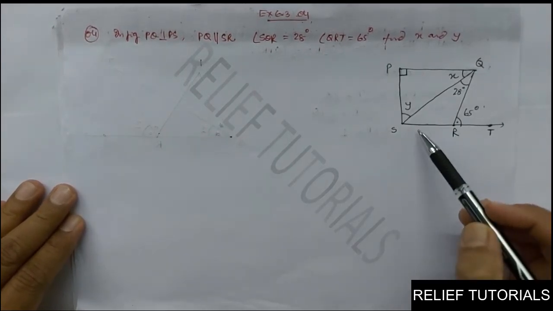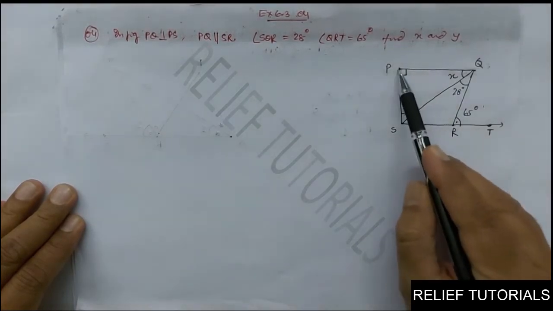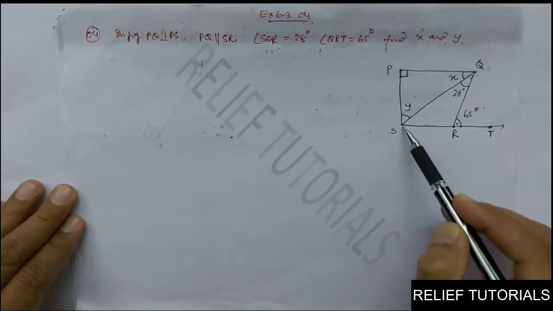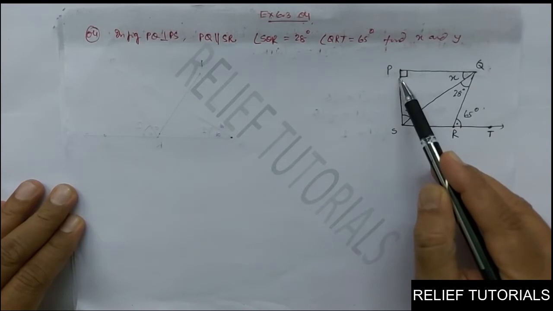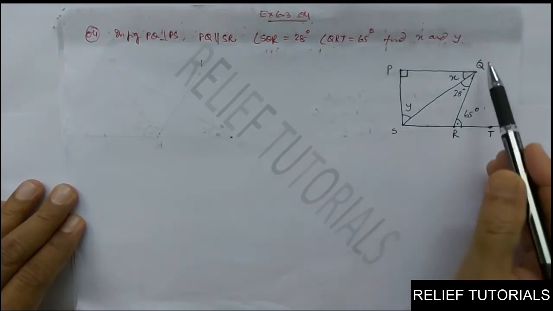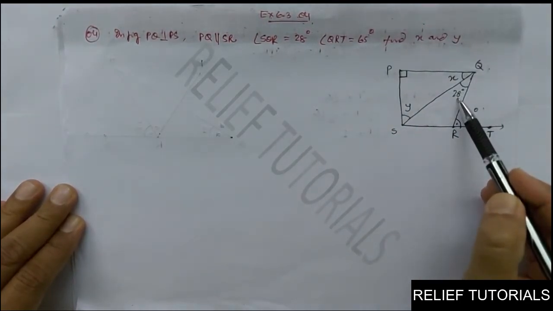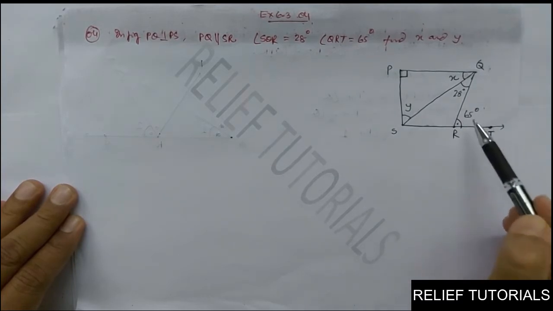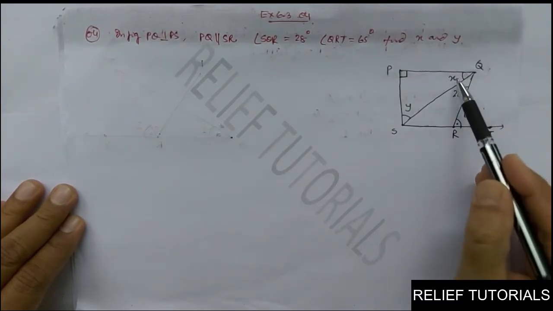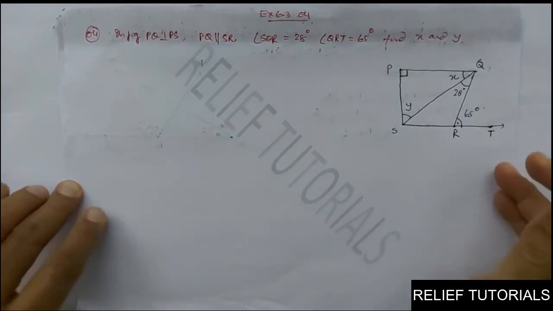See, if you look at the figure, here it is given that PQ is perpendicular to PS. These two are perpendicular, so this is 90 degrees, and angle SQR is equal to 28 degrees, angle QRP is equal to 65 degrees. You have to find the value of X and Y.